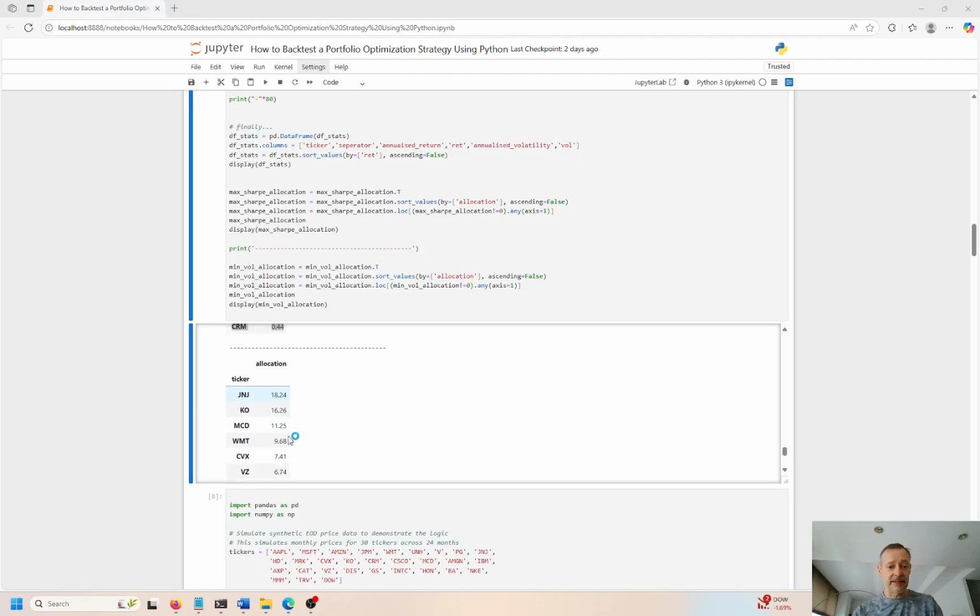And then this is the allocation for the minimum variance, right? So remember, there's always two things. You can maximize your return or minimize your variance. You can't do both at the same time. There's always a trade-off.